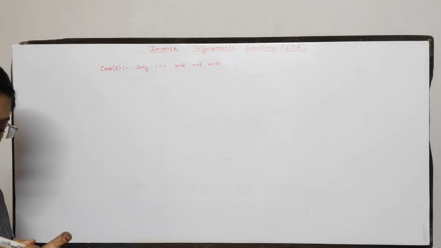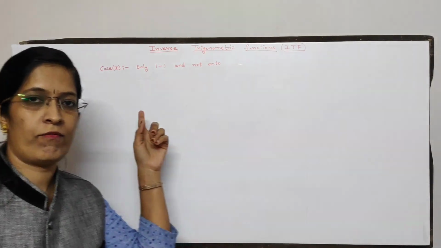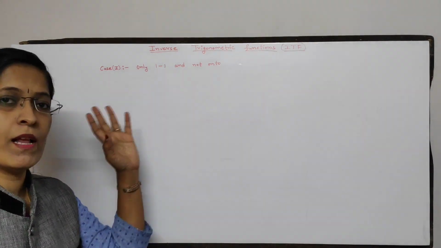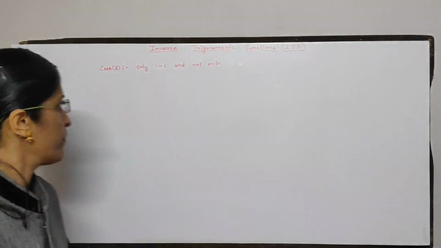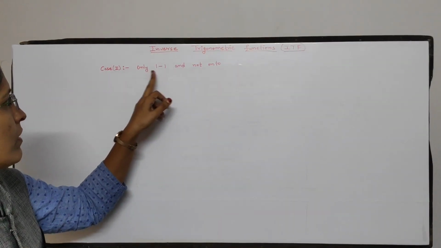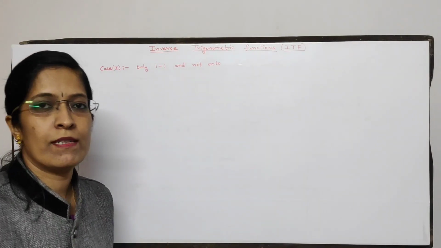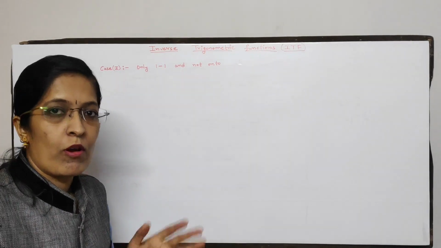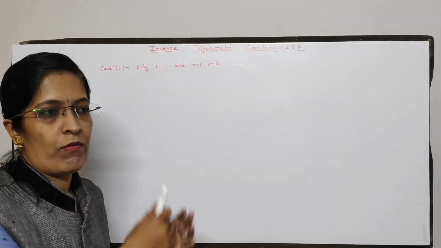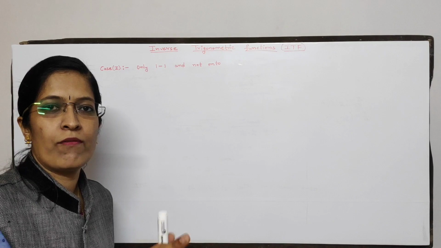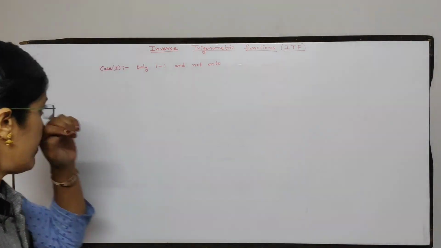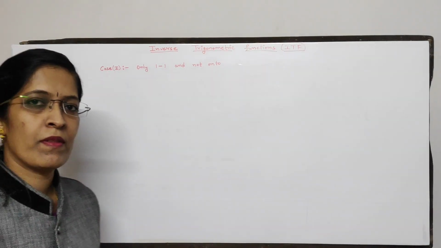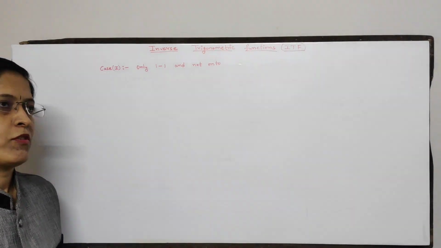Only 1-1, and this 1-1 and onto we have already studied in the functions topic. If you have not studied it, I will give a brief introduction and then we will start with the topic. What I have written is only 1-1 and not onto. But what we have said is whenever the inverse exists, it should be both 1-1 and onto. Now we are checking different cases and we will prove that the inverse exists only when the function is 1-1 and onto. What do you mean by a 1-1 function?